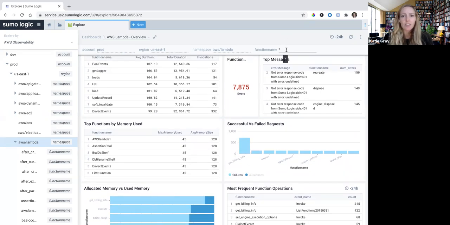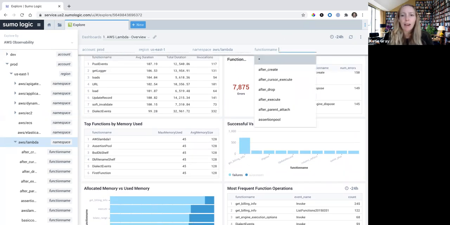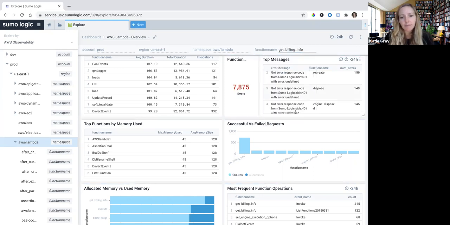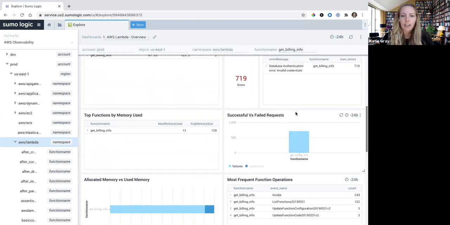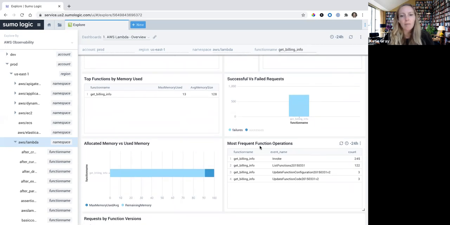One of the things I can do is filter this entire dashboard by that function name. So here I can click get billing info. Okay, and now I can see things like what are the most frequent operations for that function. So of course we have invoke events, but we also have this update function configuration. And if we're getting errors, this might be something we want to investigate, understand what was updated to this function to maybe cause those errors to occur in the first place.